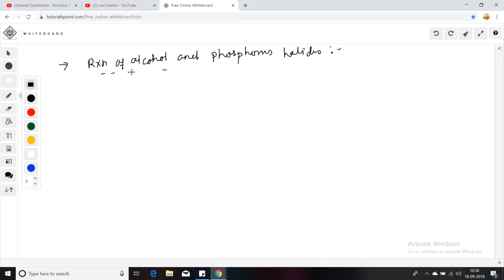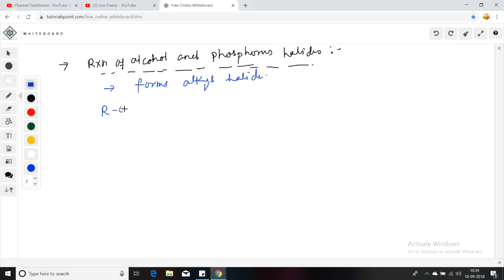See, if you can recall, we have discussed all this reaction in alkyl halide also, because these are the preparation method of alkyl halide. Okay. So now in this reaction, the product is what? The product will be an alkyl halide. Forms alkyl halide. Okay.